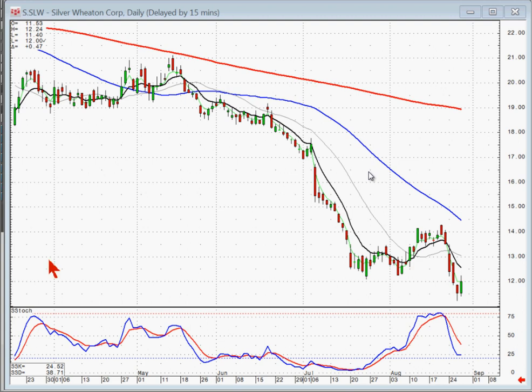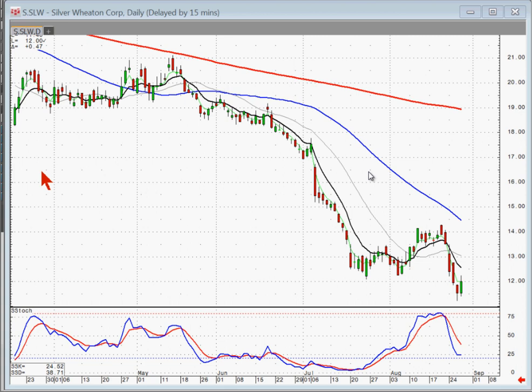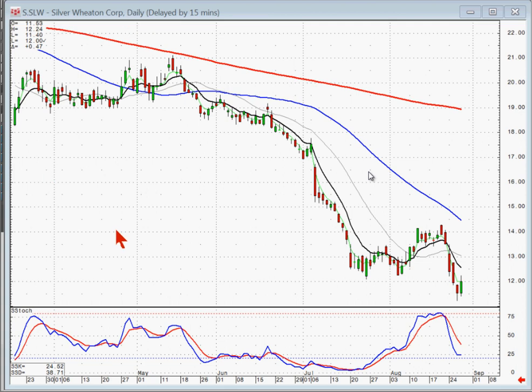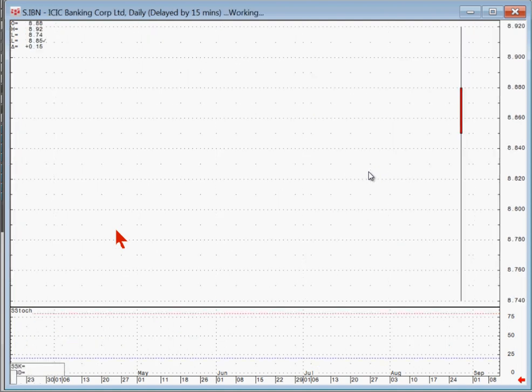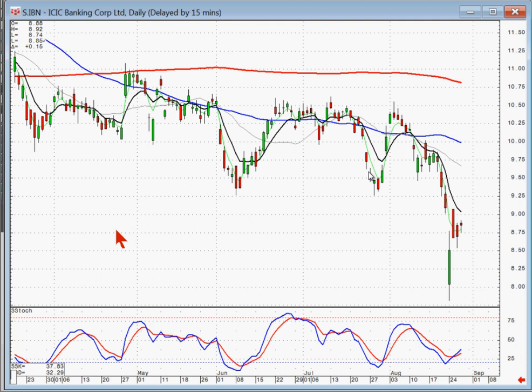What is the S or the ticker? Oh, just showing that it's a stock. That's how they do it on CQG. IBN, nothing here yet. It still has to get back up above the T line. Not a good chart. Probably wouldn't be long or short this one.